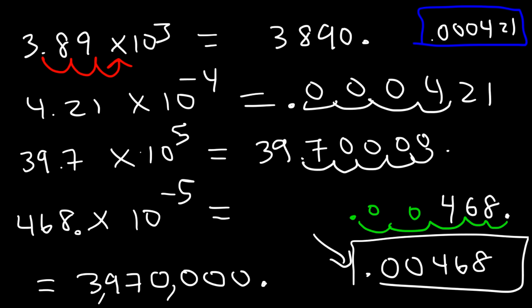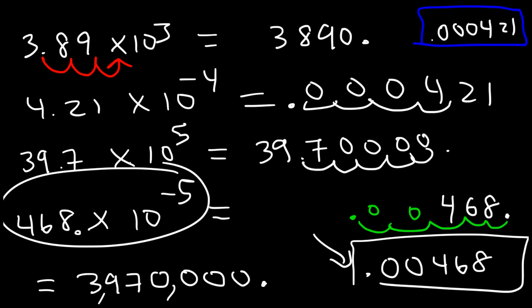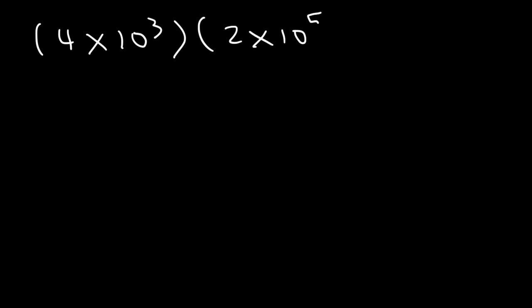Sometimes you may get numbers that are not in scientific notation or in the appropriate form, but you can still use the same principles to convert it to its decimal form. Now sometimes you may need to multiply two numbers in scientific notation. So let's say we wish to multiply 4 times 10 to the 3 by 2 times 10 to the 5. How can we do so?